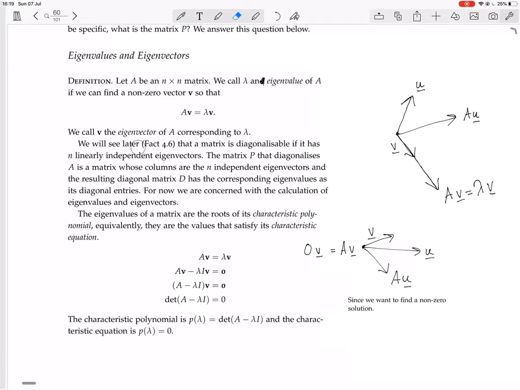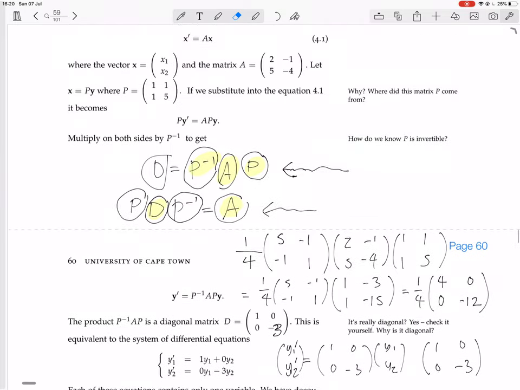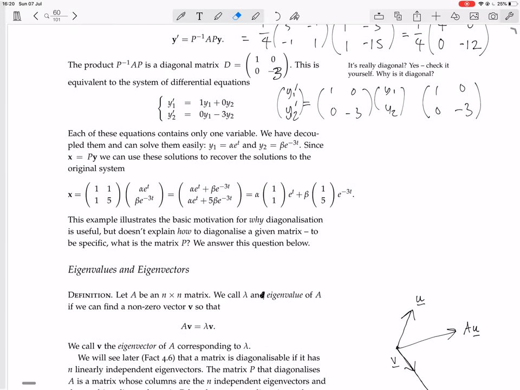We will see later that a matrix is diagonalizable if it has n linearly independent eigenvectors. So it's an n by n matrix, and if it has as many linearly independent eigenvectors as it has columns, then it's diagonalizable. The matrix P that diagonalizes A is a matrix whose columns are the n independent eigenvectors, and P will be invertible. Remember when we diagonalized, we said P is invertible because its columns are independent. Now we can see that the columns are independent because they are the independent eigenvectors. And furthermore, when we did this little example, these things here, the columns of P, were actually the eigenvectors.